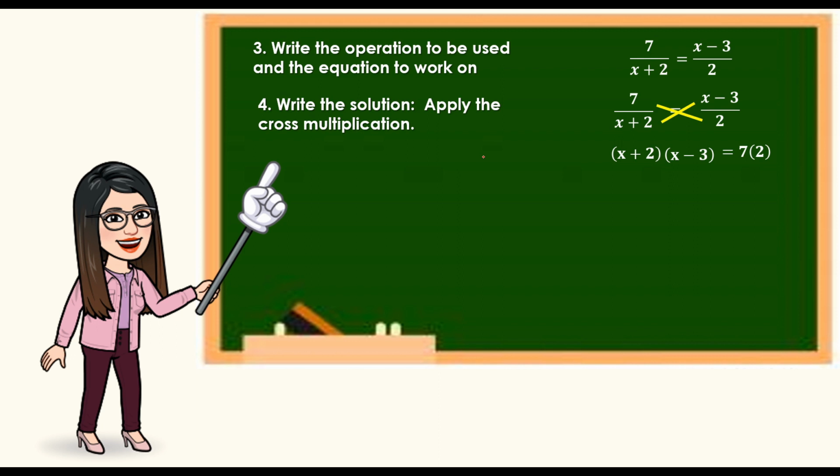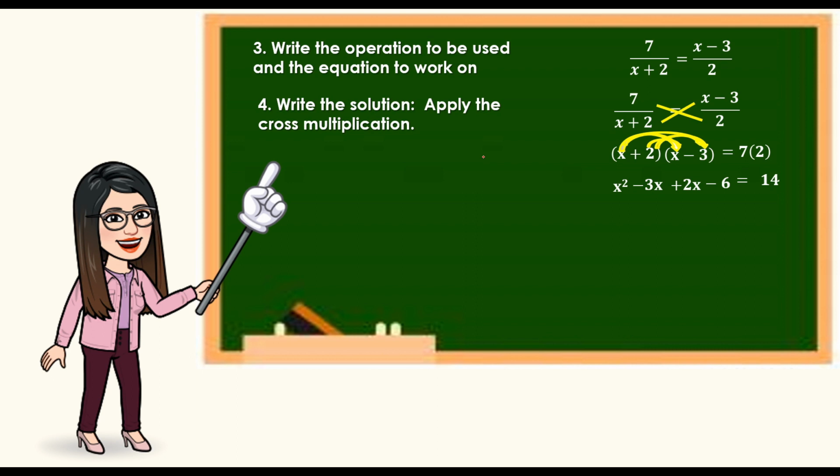So let us now solve. By using the FOIL method, we will get the product. X times x is x squared. X times negative 3 is negative 3x. 2 times x is 2x. And 2 times negative 3 is negative 6. If you can easily get the product of the two given binomials without using the FOIL method, that's also okay. Much better for us to easily get the product. Equals 7 times 2, which is 14.